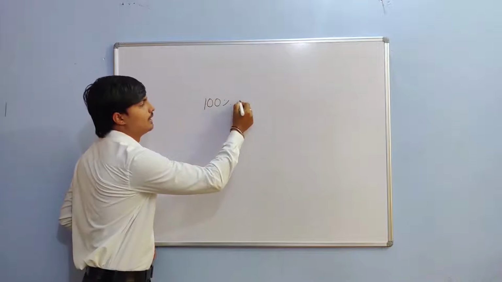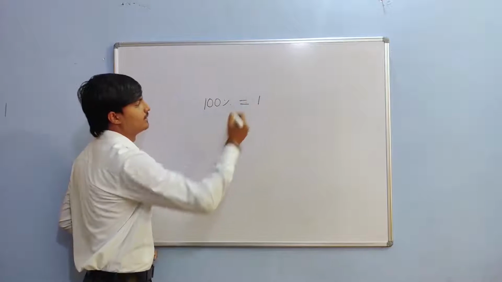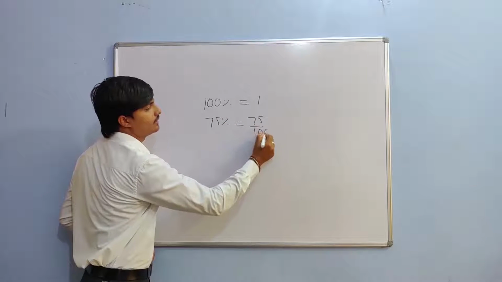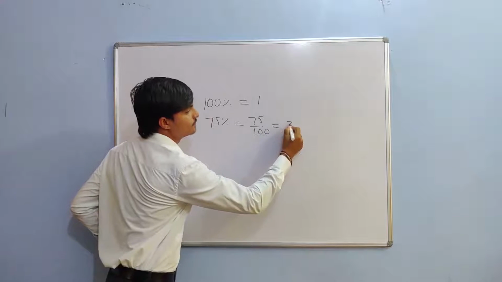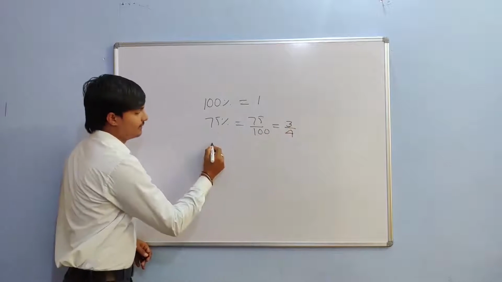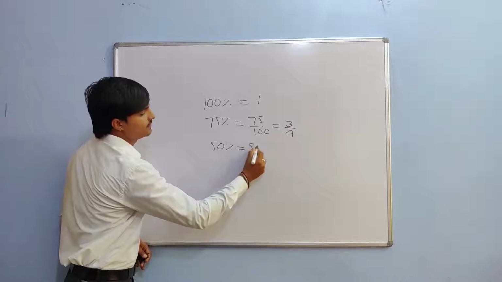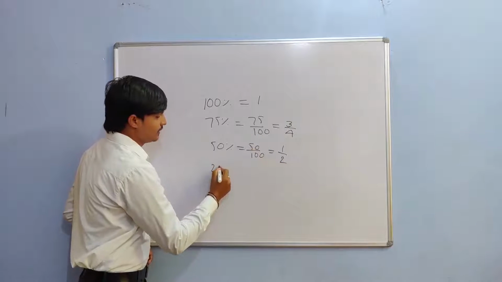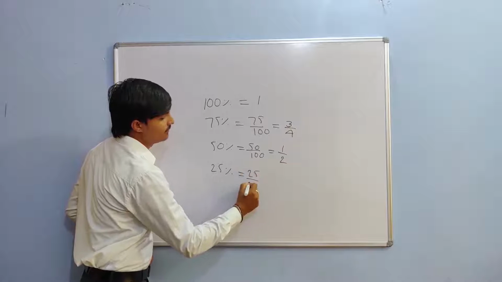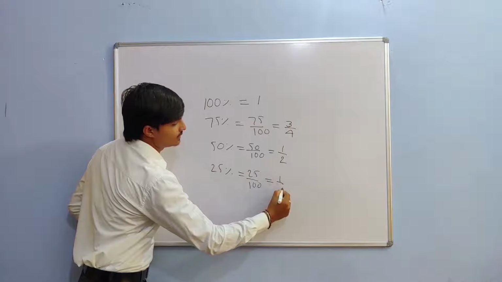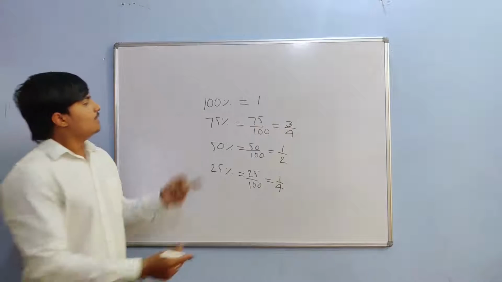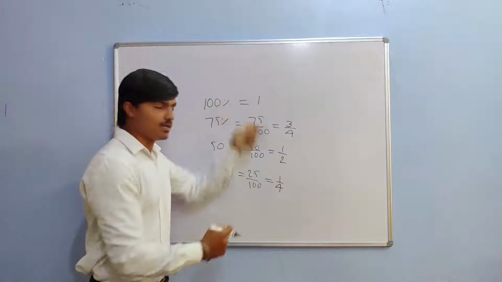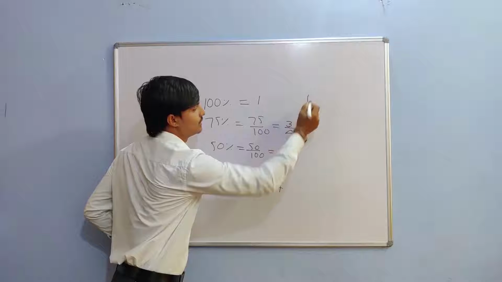The first one is 100%, that is 100 by 100 will give you 1. If I consider 75%, that is equal to 75 by 100, which is equal to 3 by 4. And if I take 50%, that is 50 by 100, that is equal to 1 by 2. And for 25%, 25 by 100 will give you 1 by 4. So these are all conversions from percentages to fraction, and I'll also write the decimal values of these. For 1, that is 1 only.